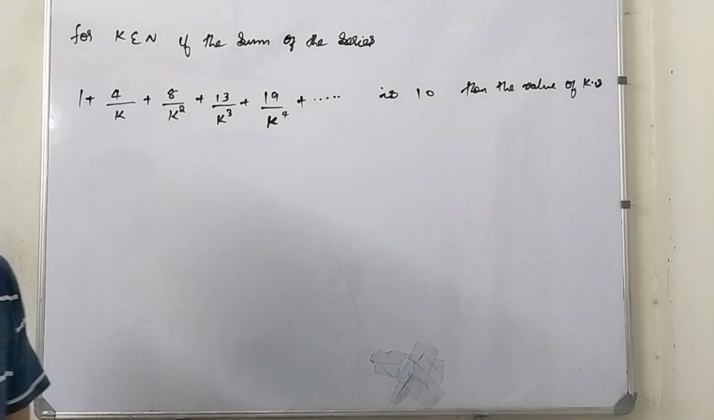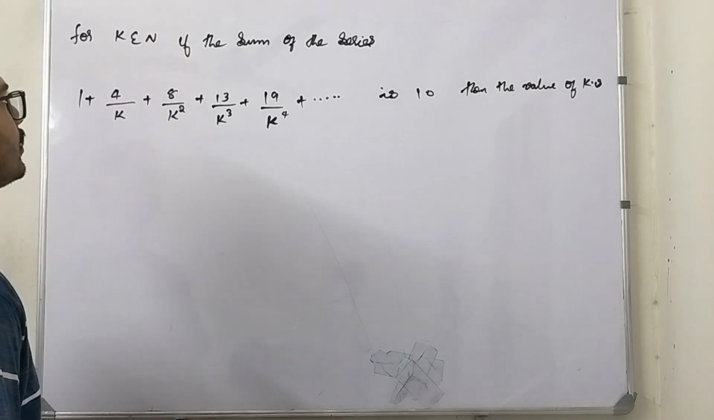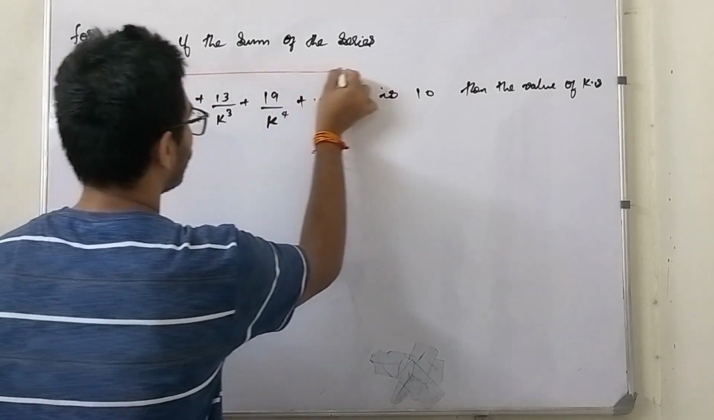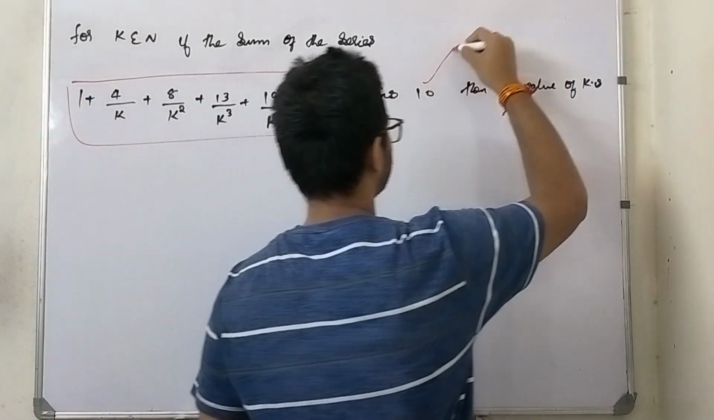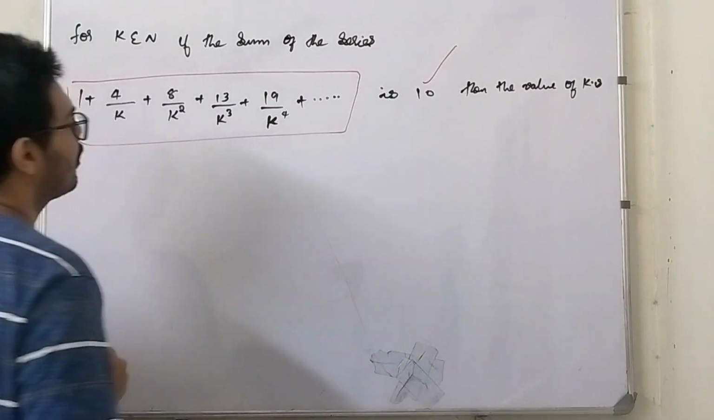We will be solving a question from sequential series. For k an element of N, k is a natural number, we have a series. If the sum of the series is 10, then we need to find the value of k.